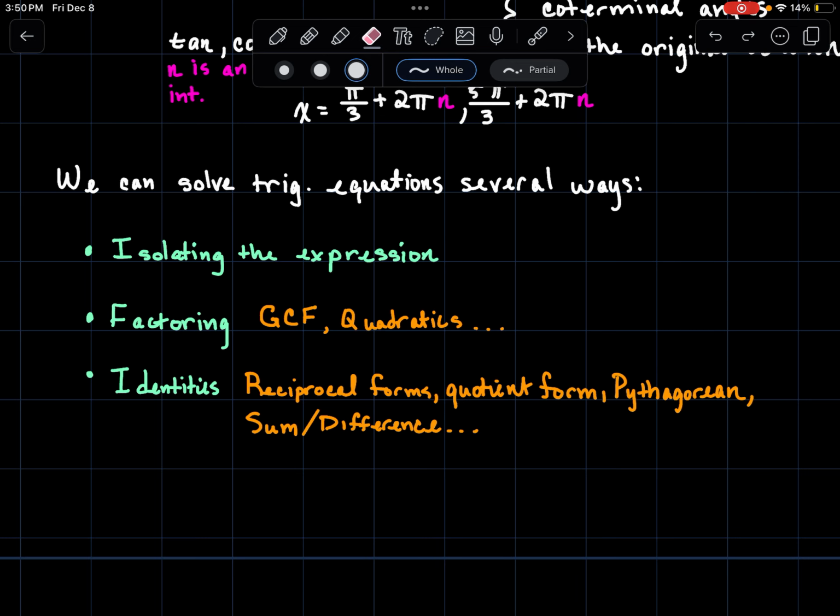And for this video, what I planned on focusing on are the first two bullet points. We're going to do the isolating the expression, and we're going to do some factoring.